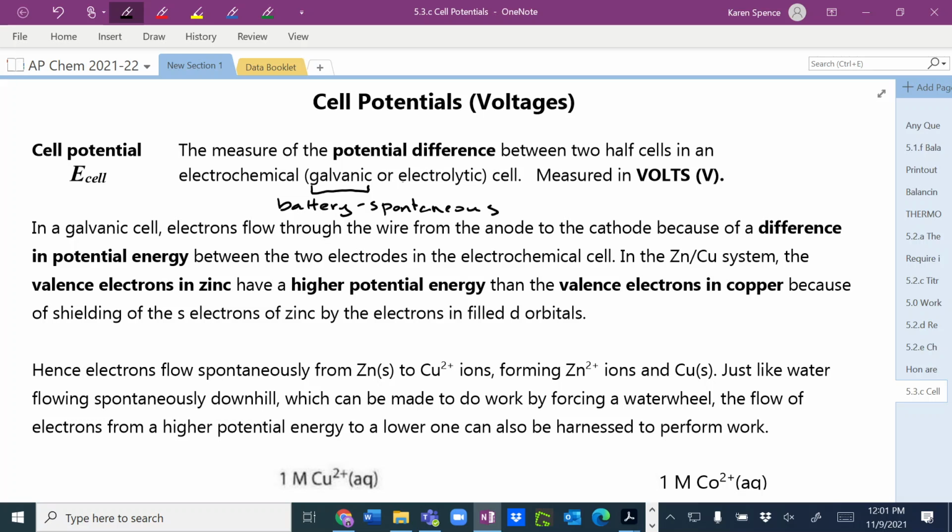In a galvanic cell, the electrons flow through the wire from the anode to the cathode because there is a difference in potential energy. The valence electrons will be more stable in one of the electrodes than they will in the other electrode.